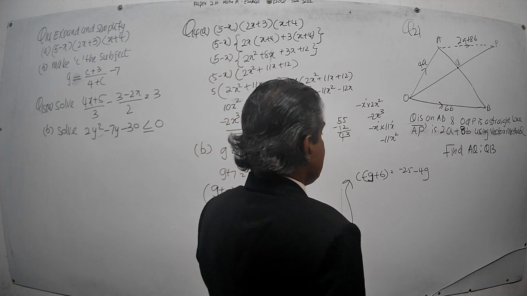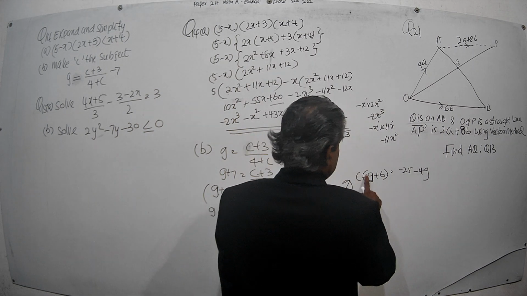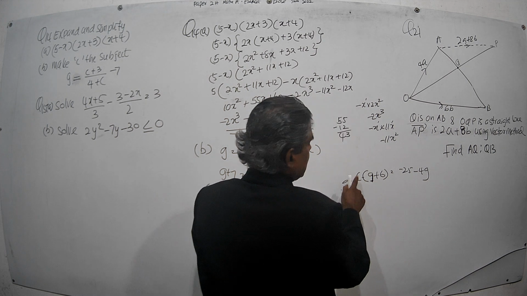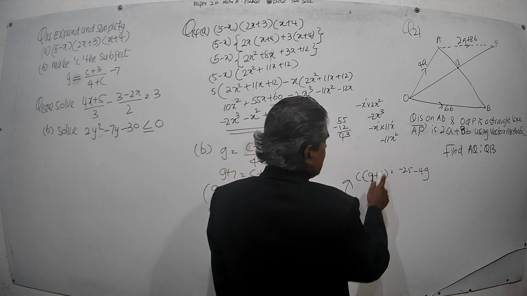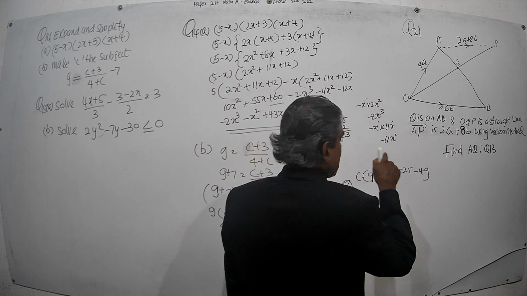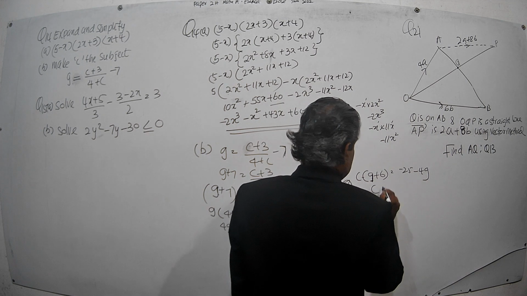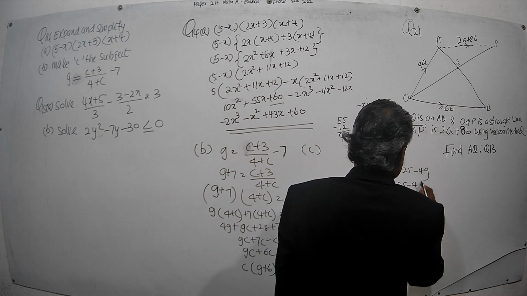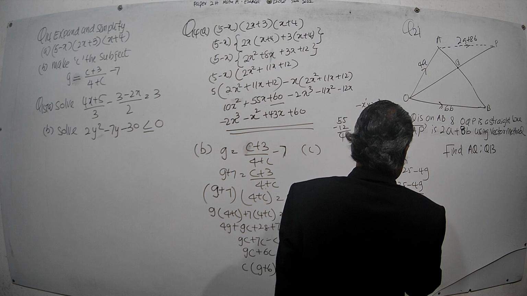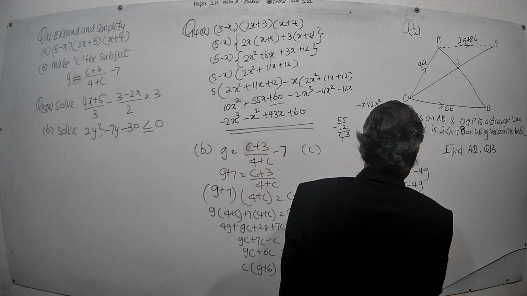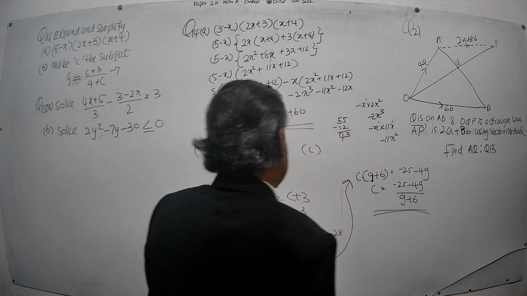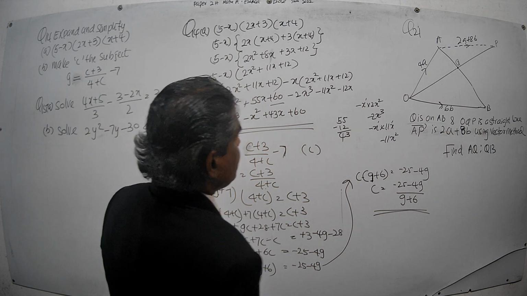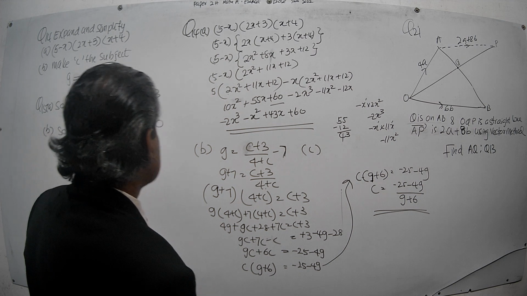Right. Okay. Then to make this C the subject, C is multiplied by this whole thing, then the whole thing is taken to the other side, then it becomes division. Okay, then C equals (minus 25 minus 4G) over (G plus 6). This is the answer. C stands as the subject now. Okay. Done. Right.